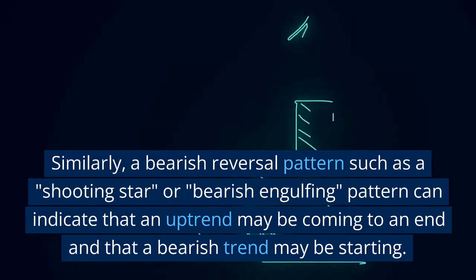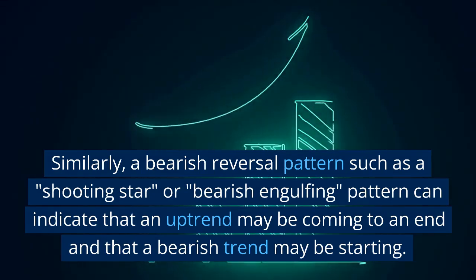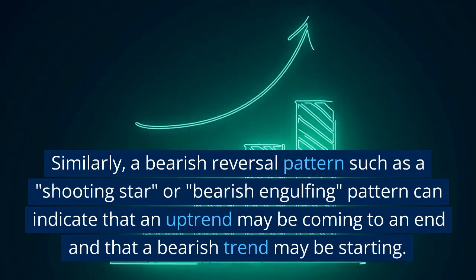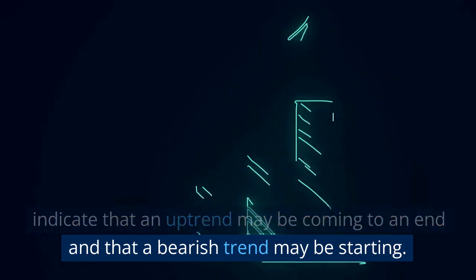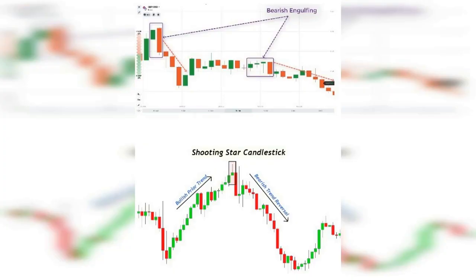Similarly, a bearish reversal pattern such as a shooting star or bearish engulfing, the same pattern in the opposite direction, can indicate that the uptrend may be coming to an end and a bearish trend may be starting. You can see in the image, the top image showing the bearish engulfing. On the left side, there will be a stop of the bullish market and a starting of the bearish market due to the bearish engulfing.